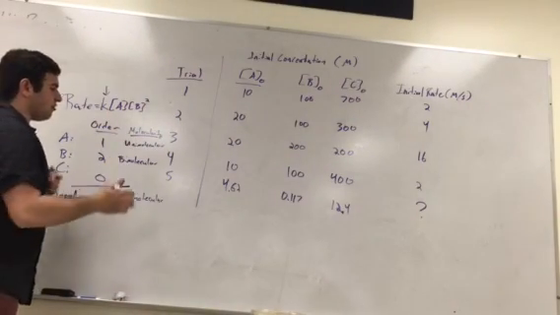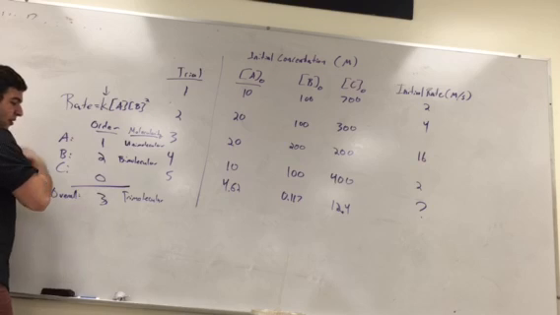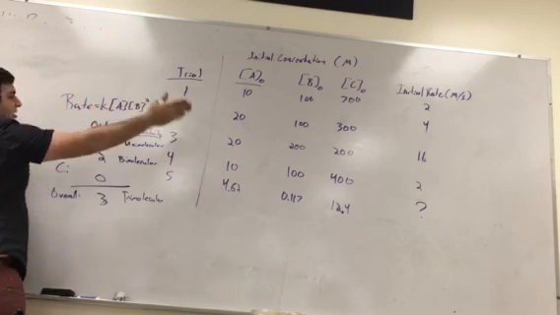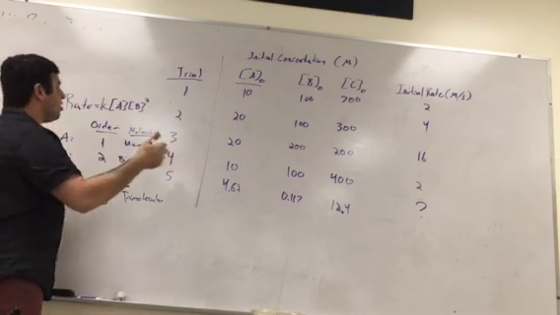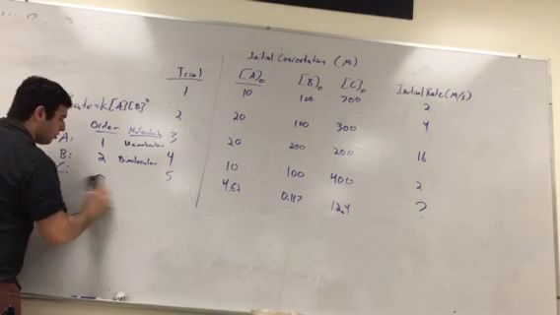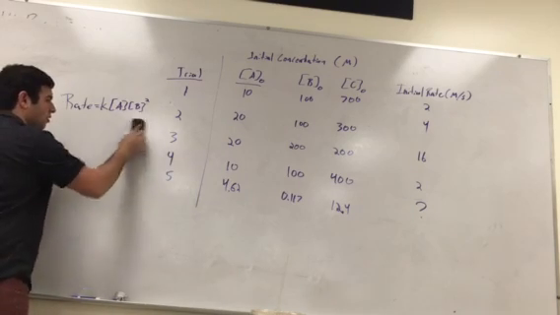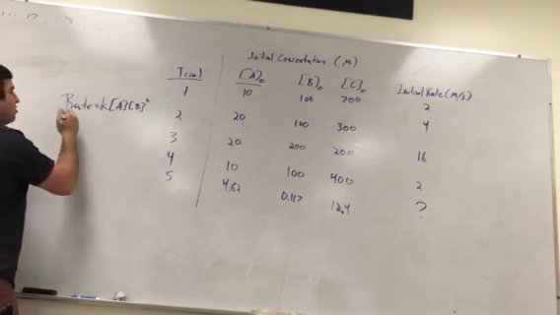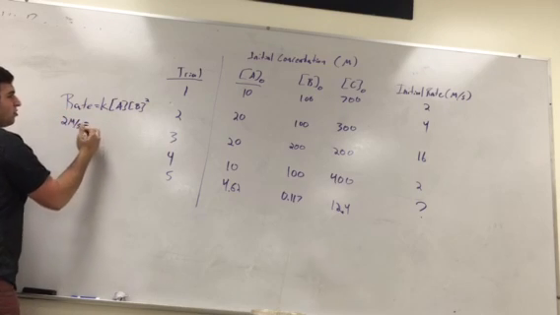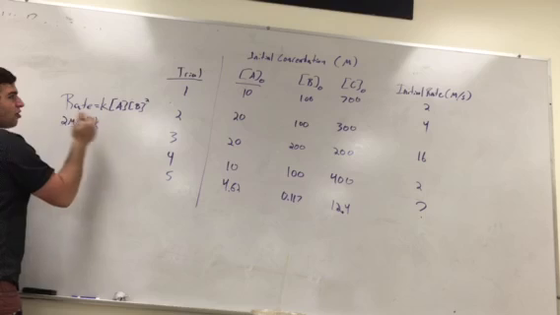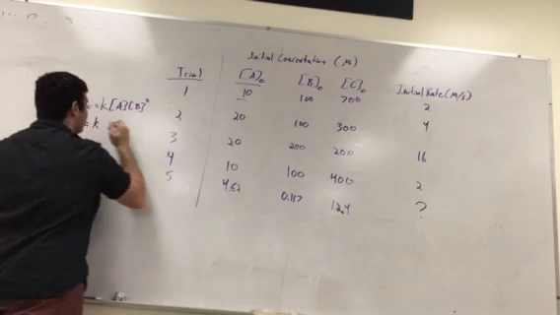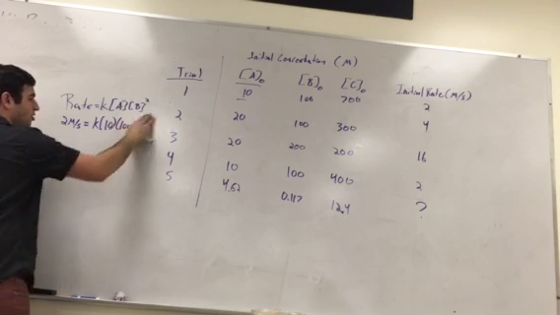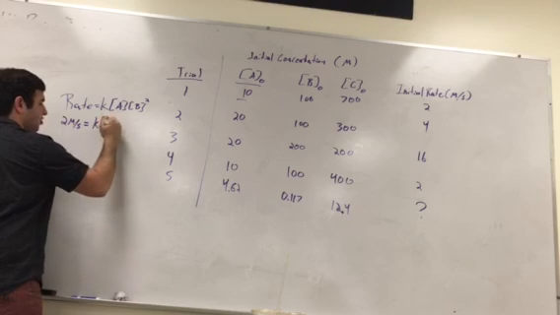So let's just plug in numbers. The next part might ask you to find the rate constant. If you want to find the rate constant, then it's just going to be the rate of trial 1, so 2 molarities per second equals K, which we're solving for, times the concentration of A, which is 10, times the concentration of B, which is 100 squared. The units are molarity for each one, right?